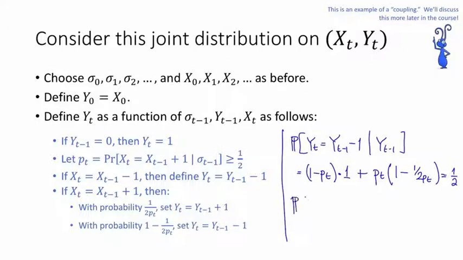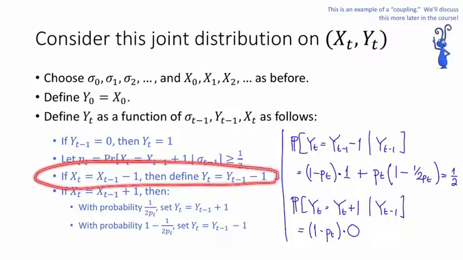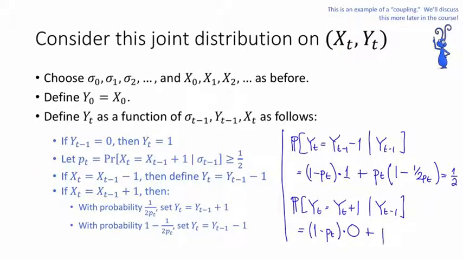Similarly, we can compute the probability that y sub t is equal to y sub t minus 1 plus 1, conditioned on y sub t minus 1. This is equal to 1 minus p sub t times 0, which corresponds to this event happening, in which case this event definitely does not happen, plus p sub t times 1 divided by 2 p sub t. That's this event occurring here. And once again, this simplifies to be equal to 1/2.